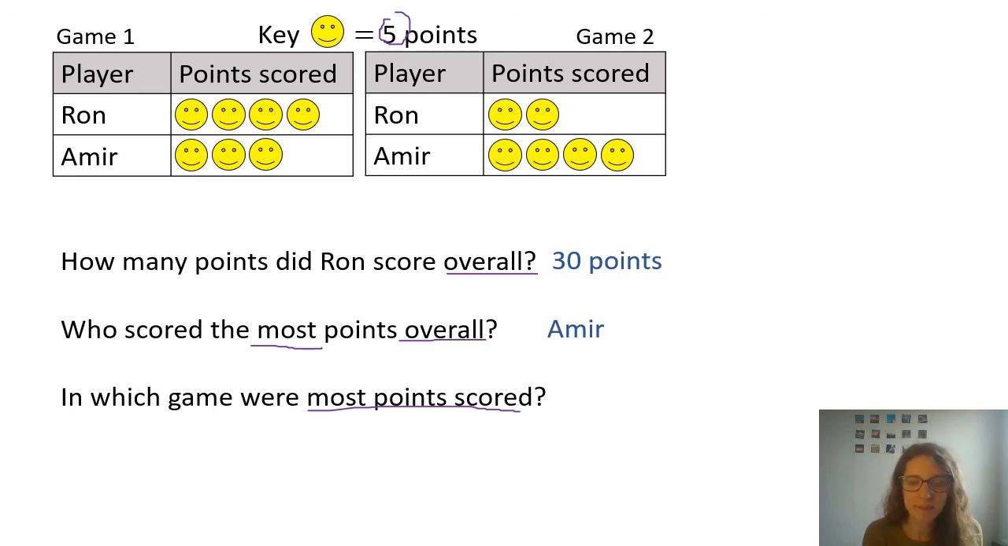And the last one is in which game were most points scored. So you need to add up Ron and Amar in game 1 and Ron and Amar in game 2. Okay, so give those a go. It's a lot easier to draw on a board when you've got a pen rather than a mouse. Okay, so game 1 had the most points because it was 5, 10, 15, 20, 25, 30, 35, and this one is 5, 10, 15, 20, 25, 30. Okay, so well done if you answered all three of those questions.